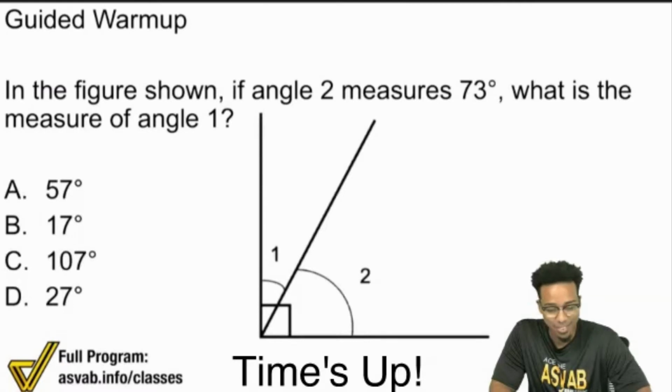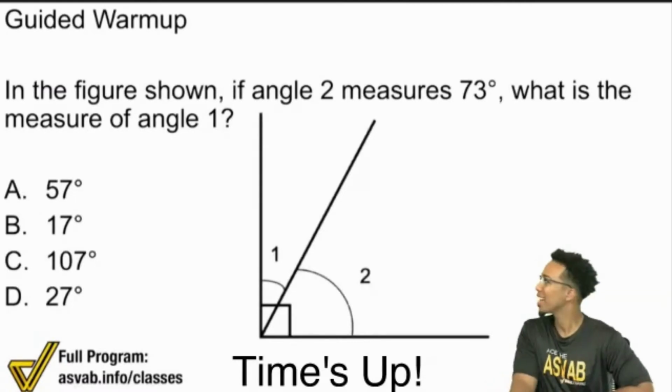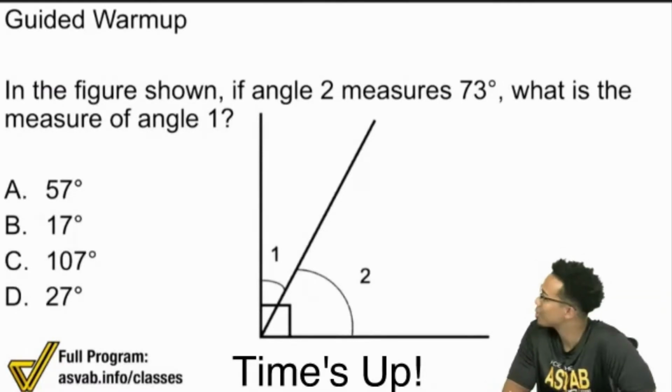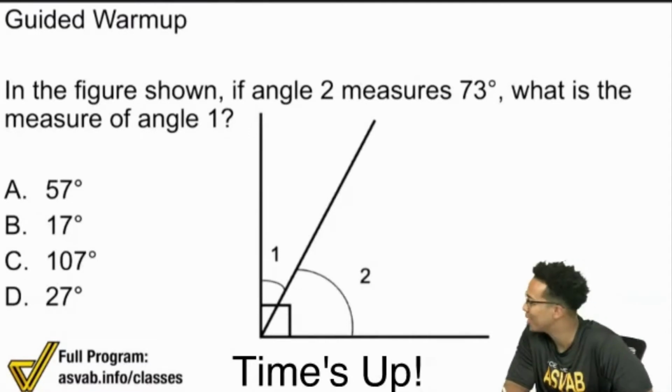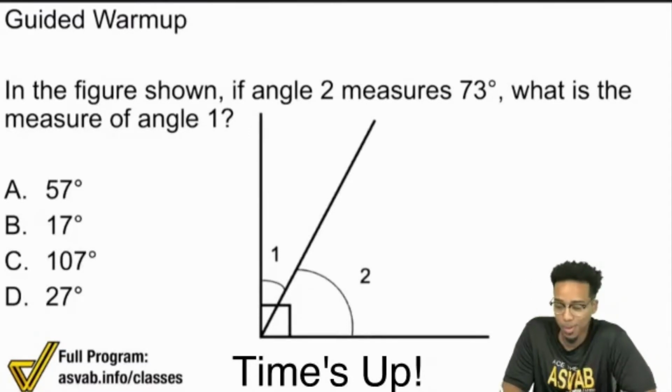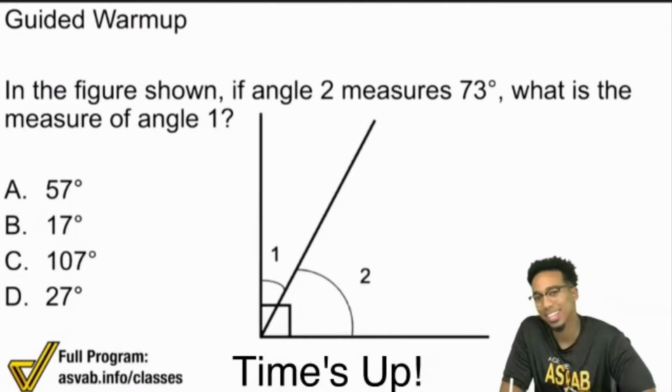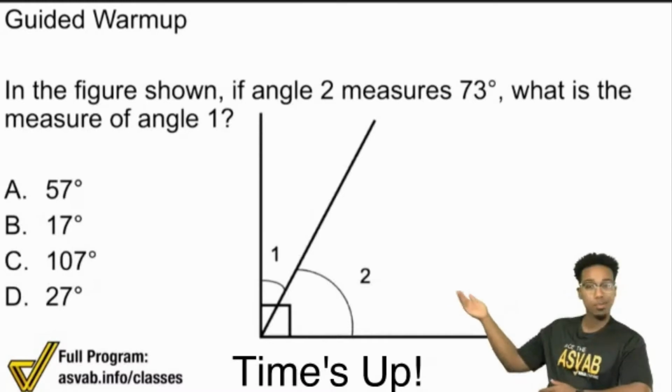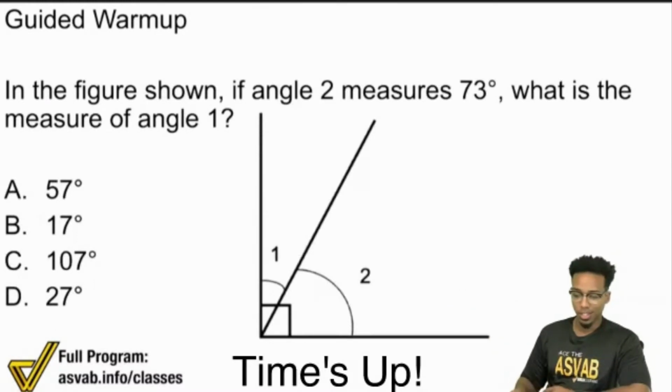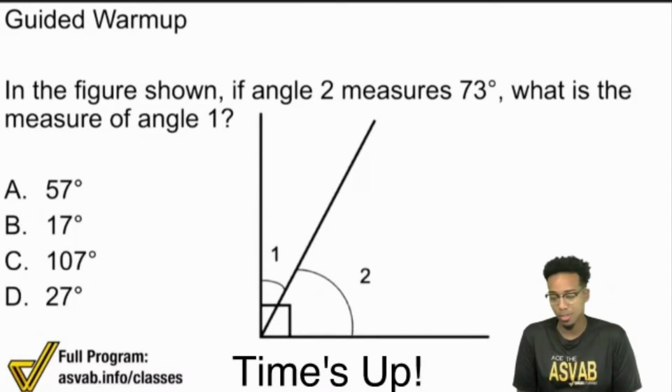In the figure shown, we have angle 2 measuring 73 degrees. What's the measure of angle 1? Let's find out here. Anybody, what are some things that you know in math that come to mind? What are some vocabulary words that you see?